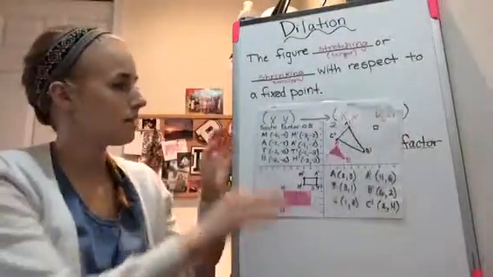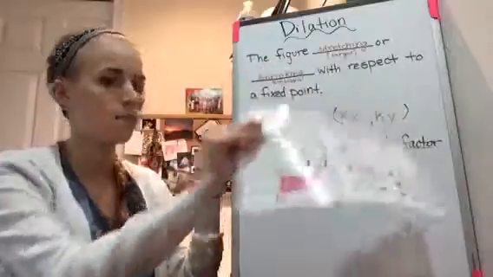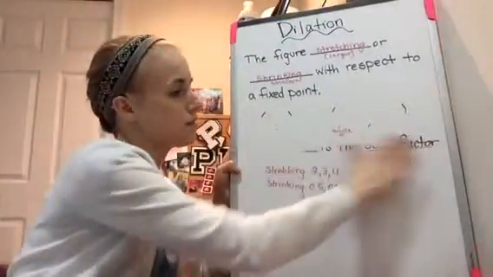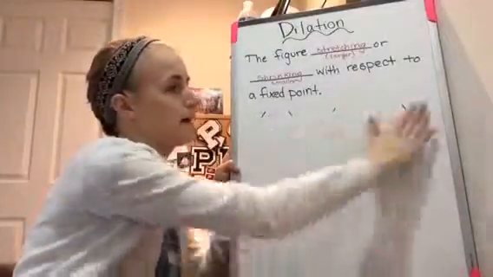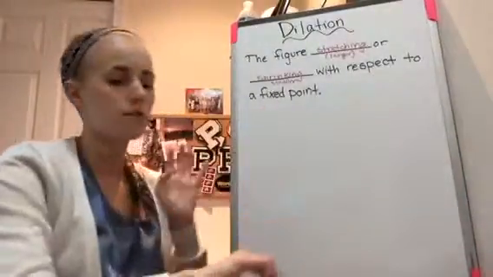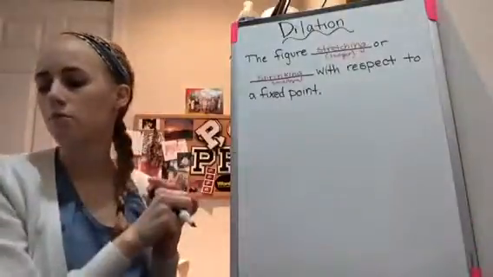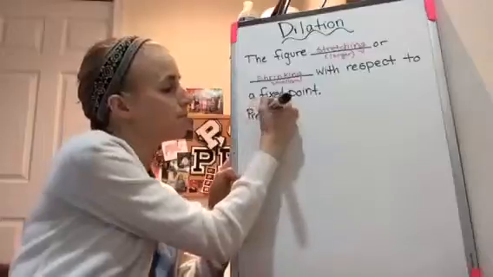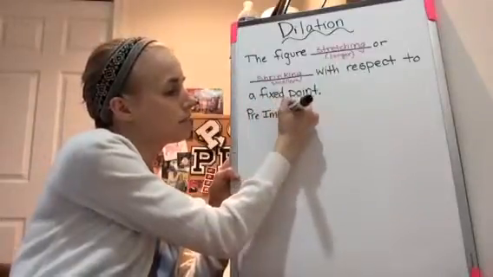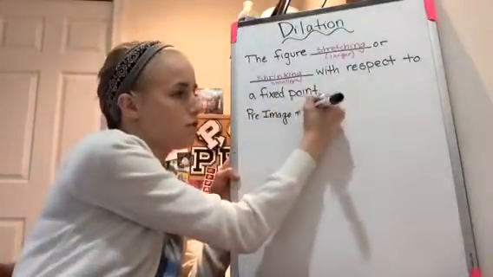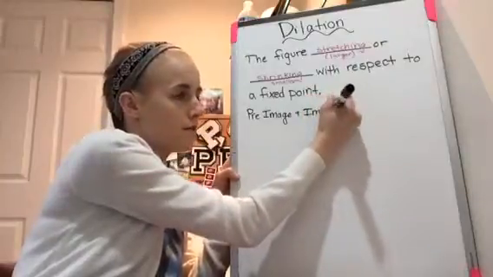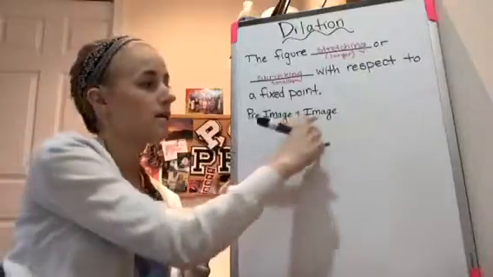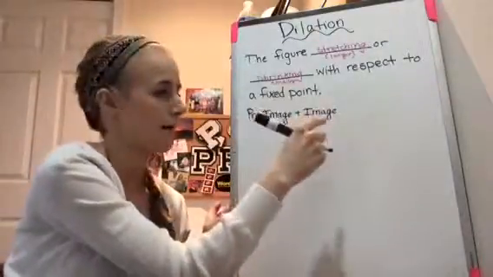So then what we need to do is look at a couple of rules when it comes to our dilations. So let me just erase this real quick, and I'll give you these rules. All right, so the first rule is dealing with our pre-image and image. So remember the pre-image is our image before, the original, and the image is the image after.